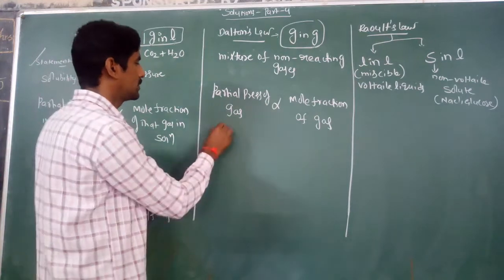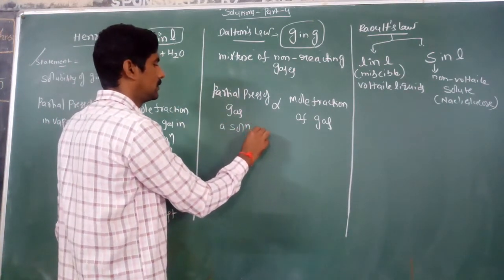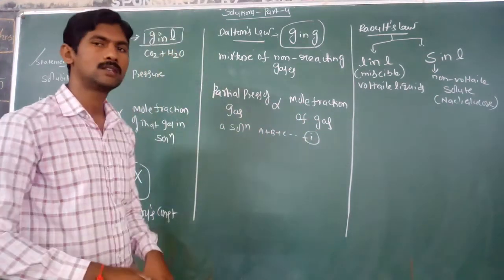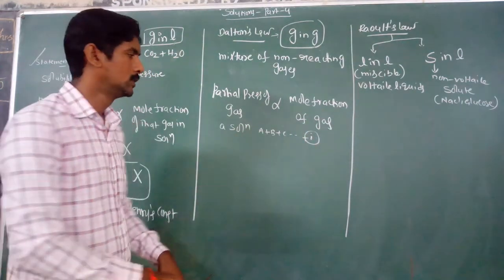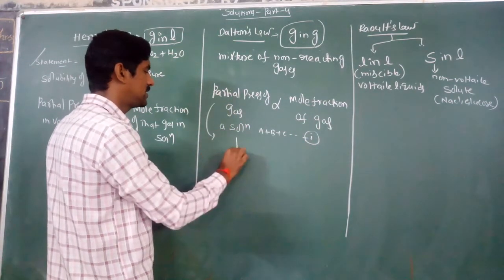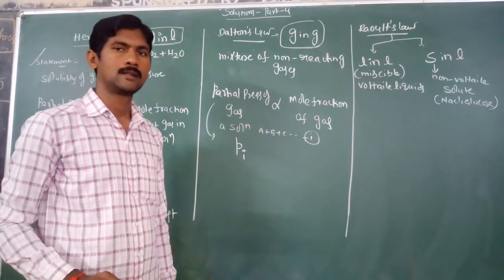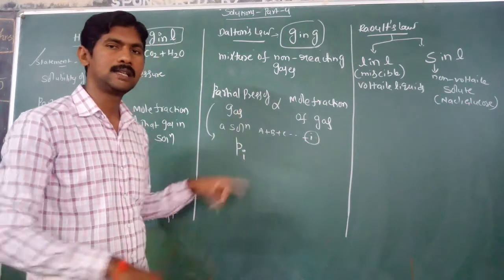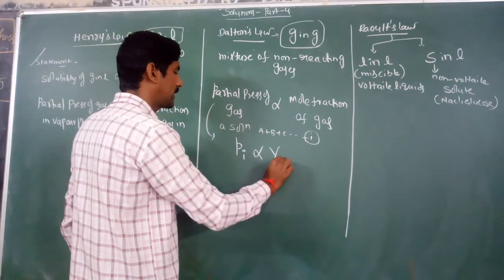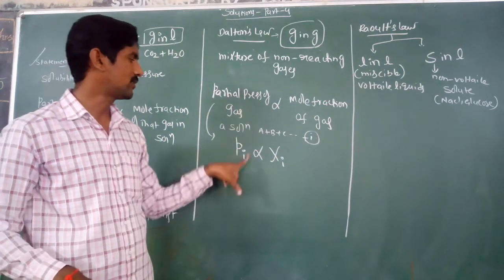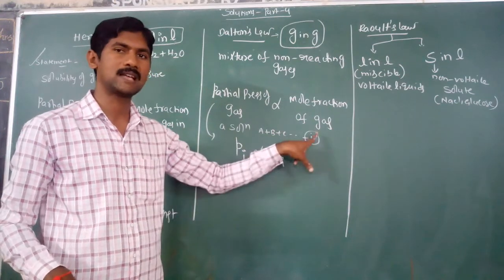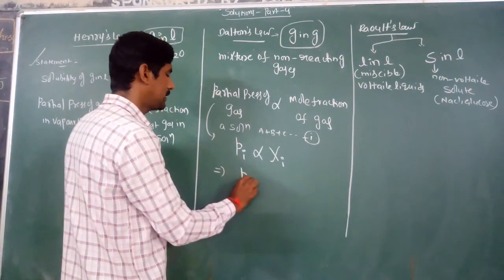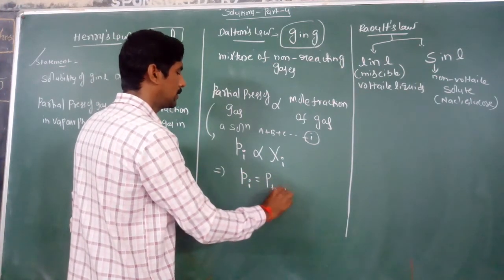For example, a solution contains i components: A plus B plus C and so on. So for generalization, the partial pressure of the ith gas is directly proportional to the mole fraction of the ith gas, because this is gas in gas, a gaseous mixture. That implies Pi is equal to P total into Xi.